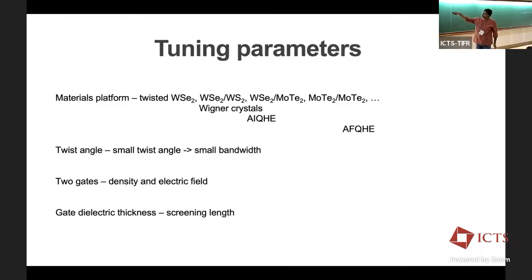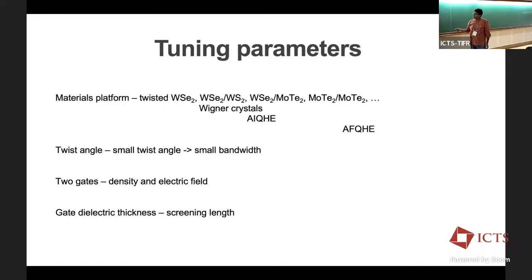Now, once you've picked a particular material, you still have a lot of tuning parameters that you can play with. You can play with the twist angle. The twist angle sets the wavelength of the superlattice in real space. And the smaller the twist angle, the larger the wavelength in real space, and the smaller the wavelength in reciprocal space. You also have two gates in all of these devices. If you have a bilayer, you can put a gate on top and a gate on the bottom. If you apply the same voltage to both gates, then you tune the density of electrons. And if you apply equal and opposite voltages to the two gates, then you end up applying just an electric field. And as I'll show you, the electric field in our system controls the bandwidth of the system.